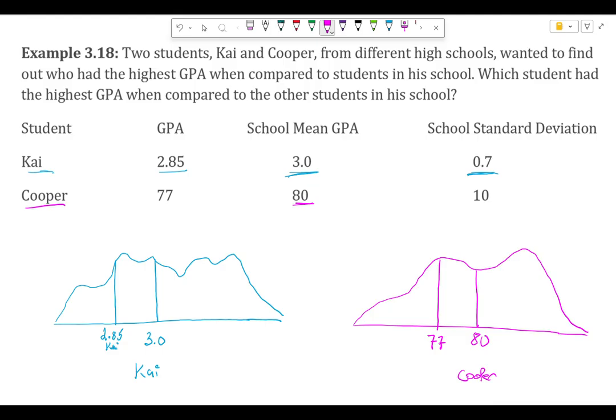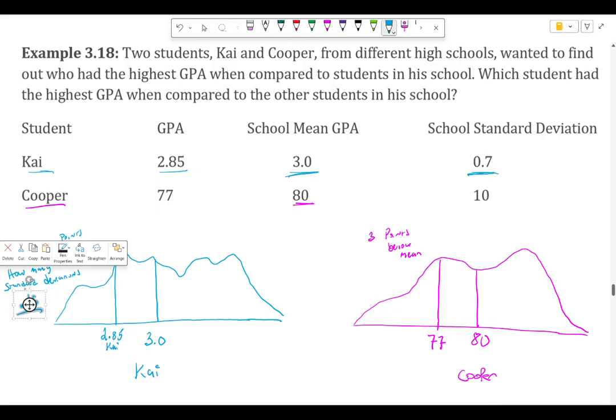We want to know how many standard deviations away from the mean their grades are. Let me go back to blue here. We know that Kai's grade is 0.15 GPA points below the mean. And we know that Cooper's grade is 3 points below the mean. But that doesn't really mean much to us. So what we can do is figure out how many standard deviations below the mean Kai's grade is.